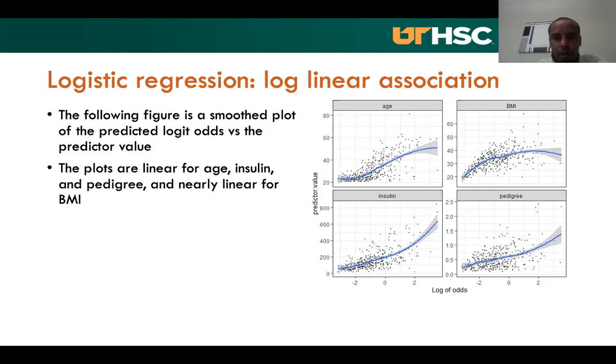So we will use this data. This data comes from the PIMA Indian diabetes 2 data that's included in the mlbench statistical package in R. We'll use this data set and we have renamed the data diabetes. And we will use another data on fertility for the example in today's presentation. So in this figure, it's a smooth plot of the predicted logit odds versus the predictor value. The plots are linear for age, insulin, and pedigree, and nearly linear for BMI.